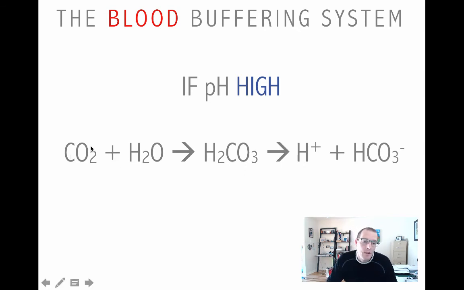What will happen is carbon dioxide will combine with water. Your respiration rate will actually go up a little bit, and so you'll get more carbon dioxide in your blood. Carbonic acid will form, and then protons will be released, and so that will lower the pH. So you've got to keep in mind that a low pH is a high proton concentration. If you mix that up when you're looking at this blood buffering system, you can immediately get this the wrong way around. So you've got to keep that in mind.